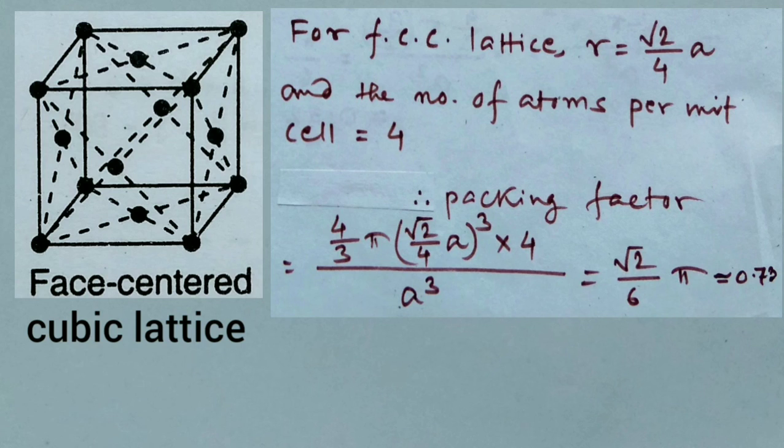For FCC lattice, R equal to root 2 by 4 into A and the number of atoms per unit cell equal to 4. Thus packing factor equal to 4/3 pi root 2 by 4 into A whole cube into 4 by A cube equal to root 2 by 6 pi, nearly equal to 0.73. That's all.